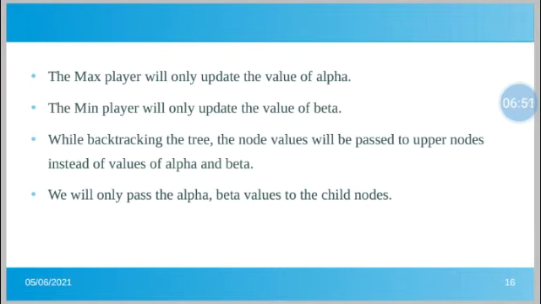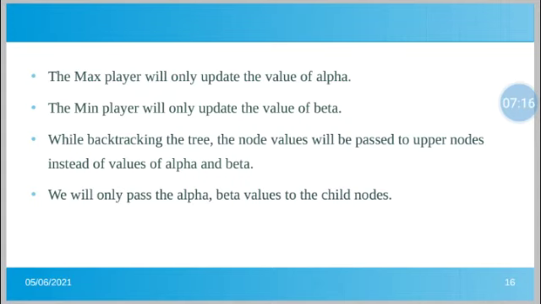So the max player will only update the value of alpha, as I have said, that is max will be denoted as alpha, and the min player only updates the value of beta, so min will be denoted by beta. While backtracking the tree, the node values will be passed to upper nodes instead of the values of alpha and beta. So instead of updating values of min and max, we are going to update values of alpha and beta.